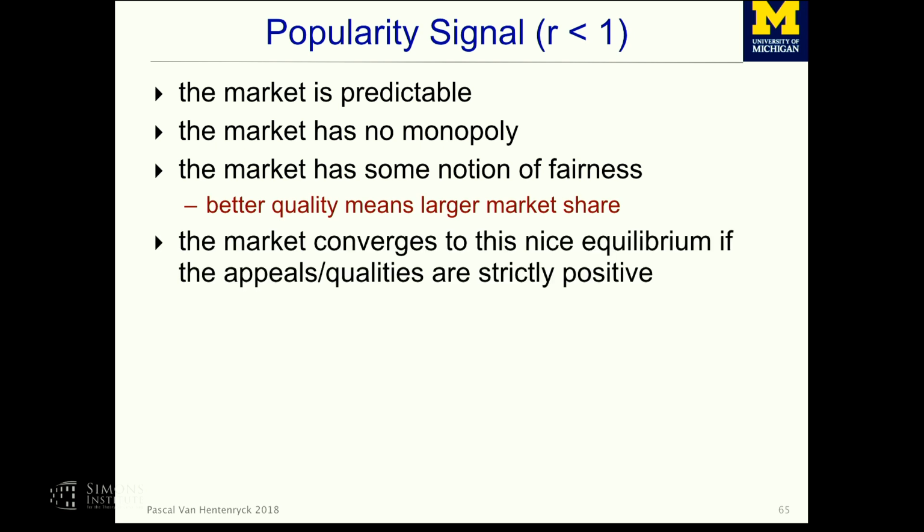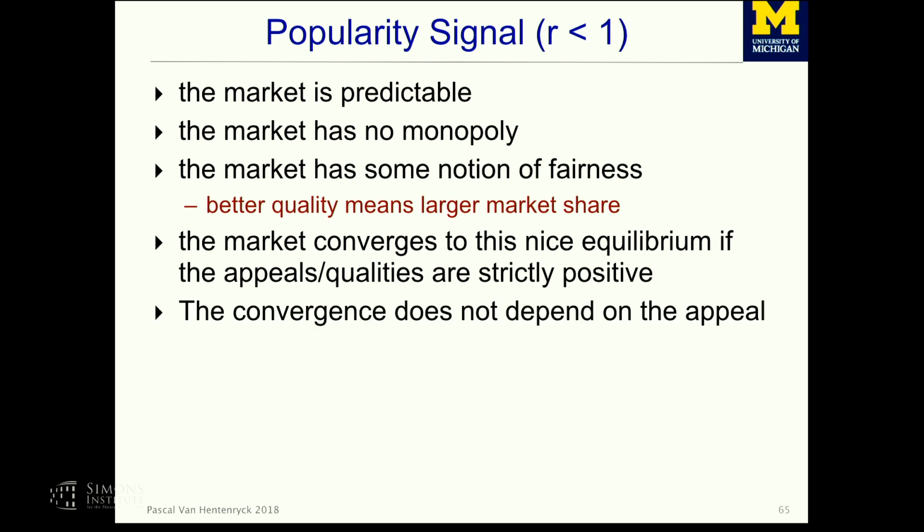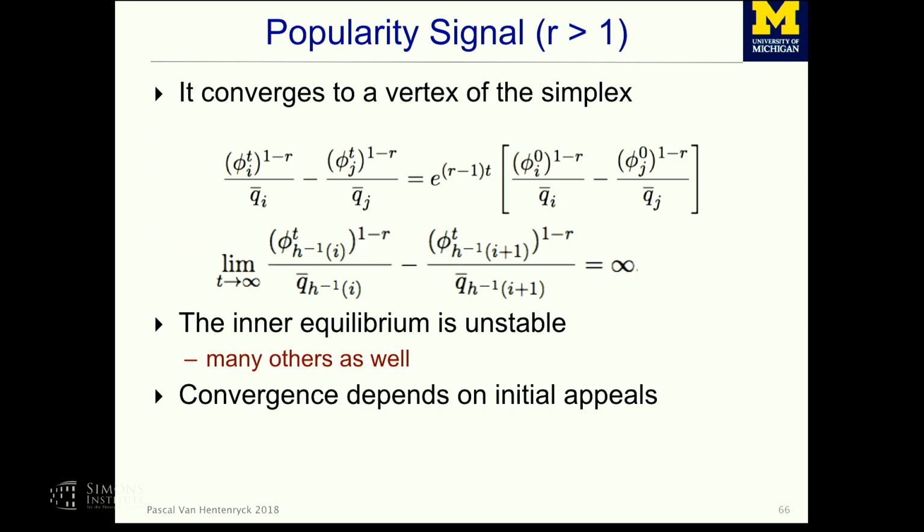And then the market converges to this nice equilibrium if the appeals and the quality are strictly positive when you start. And so the convergence doesn't depend on the appeal. It doesn't depend on the initial condition. You will always converge to this nice equilibrium. And the convergence seems to be extremely fast.